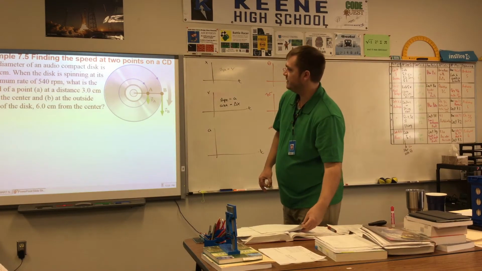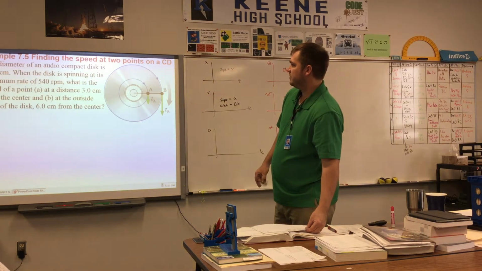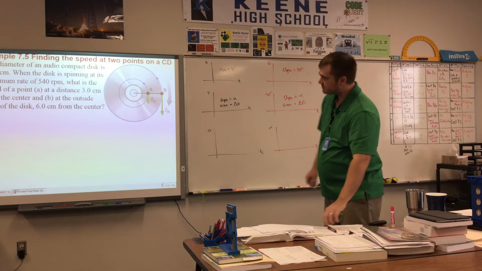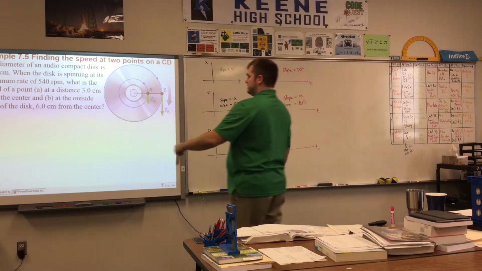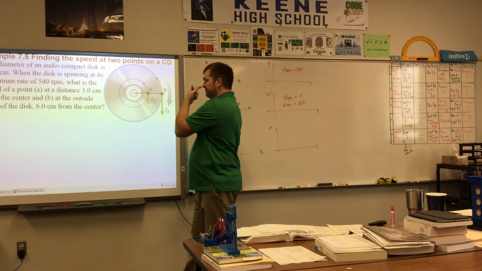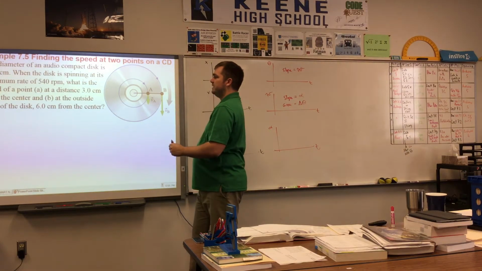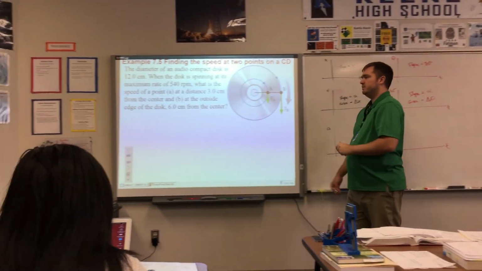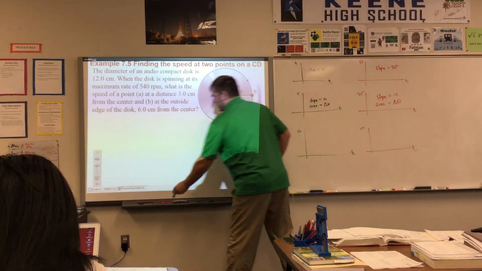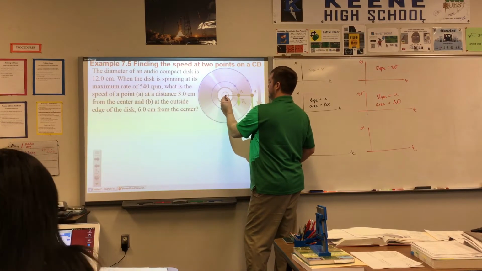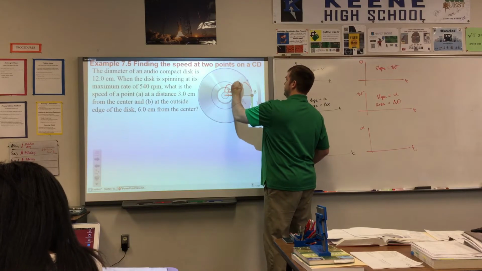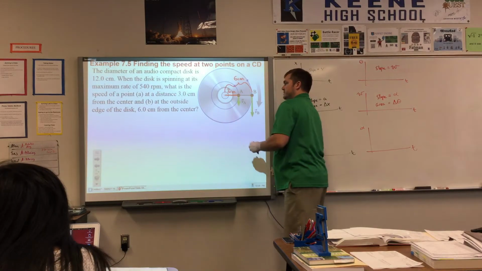All right. This says the diameter of an audio compact disc is 12 centimeters. When the disc is spinning at its maximum rate of 500 RPM, what is the speed at a point a distance 3 centimeters from the center and at the outside edge of the disc, which is 6 centimeters from here. So we've got this point right here, A, which is 3 centimeters, and this point over here, B, which is 6 centimeters.